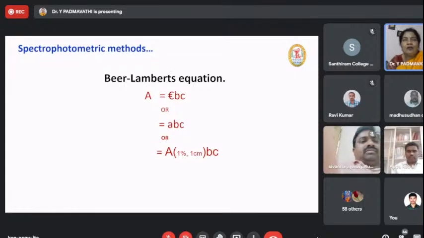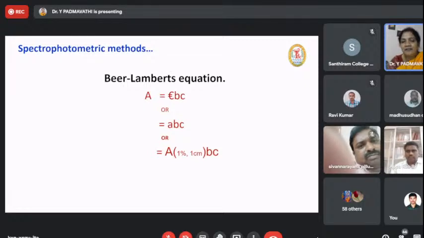The spectrophotometric methods are used for both qualitative and quantitative analysis. Mostly, a few techniques like IR spectroscopy are for qualitative analysis, and UV-visible is used for quantitative analysis. The fundamental equation for quantitation is Beer-Lambert's equation. You all know about that. It's a simple relation between concentration and absorbance and also path length.